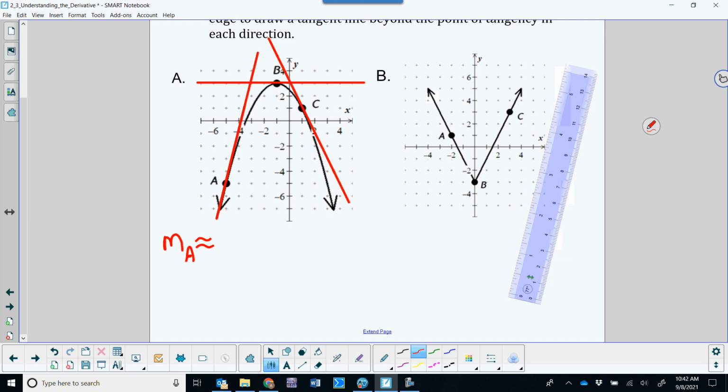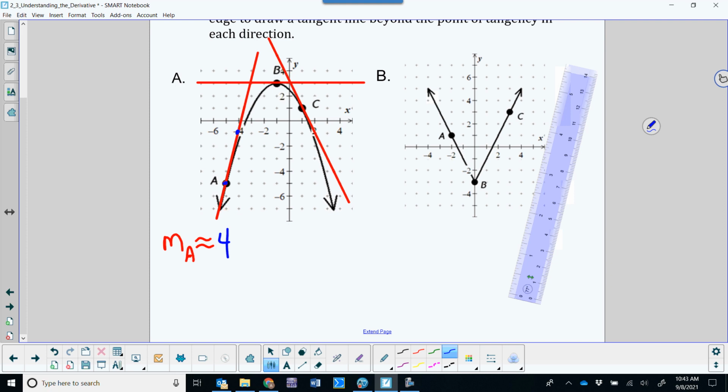It obviously goes through this point, because that's where we started. Let me use a different color. So that point is (-5, -5). And I really just care about the y values. Then it appears to go through, really close to the point for me where I drew it. Again, just the best I can. It appears to go through this point right here. So that would be a rise of 1, 2, 3, 4, and a run of 1. So for me, I'm going to get a slope of about 4.